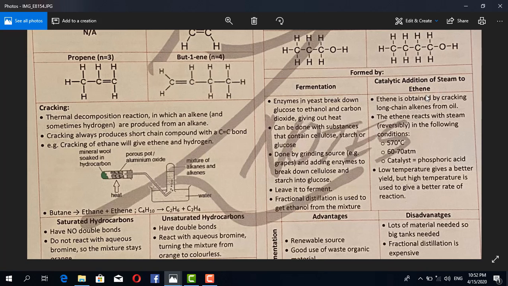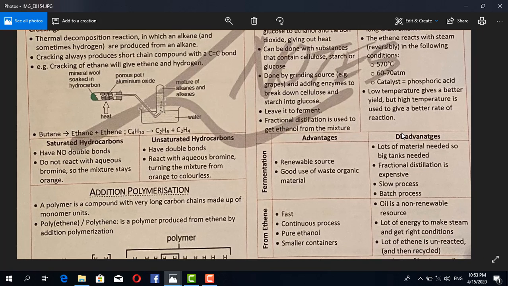As for catalytic addition of steam to ethene, the ethene is obtained by cracking long chains from oil. The ethene reacts with steam and a catalyst like phosphoric acid. Low temperature gives a better yield, but high temperature is used to give a better rate of reaction.